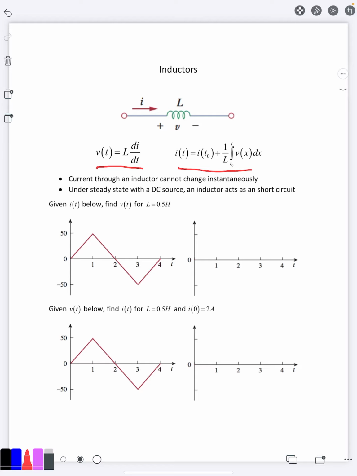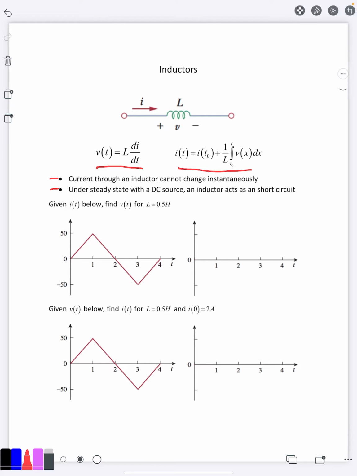There are a couple of important points here. Just like for the capacitor, where the voltage could not change instantaneously, for an inductor, the current cannot change instantaneously. So whatever your current is before the switch happens will be the same as the current after the switch happens on a circuit. The other important point is that when you're doing steady state analysis, with a DC source at least, an inductor acts as a short circuit. So you can just replace it with a short, and that's the same as the inductor there.